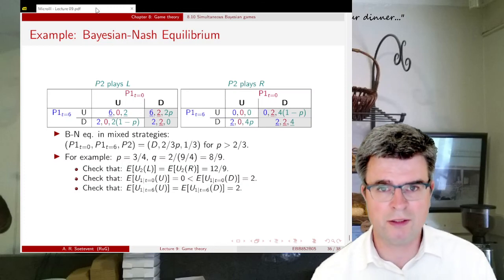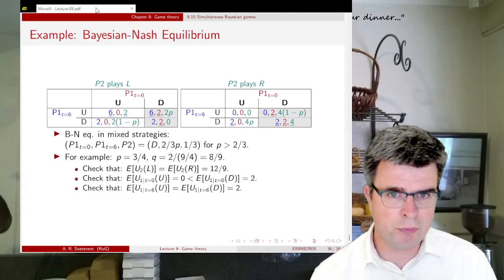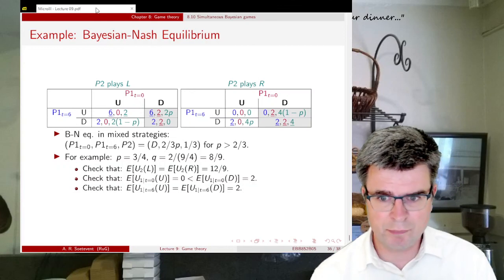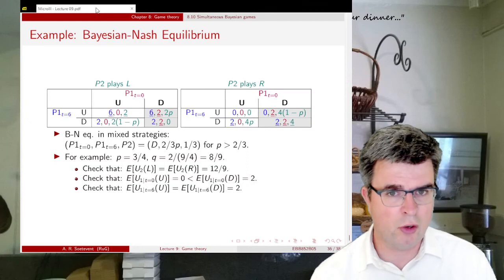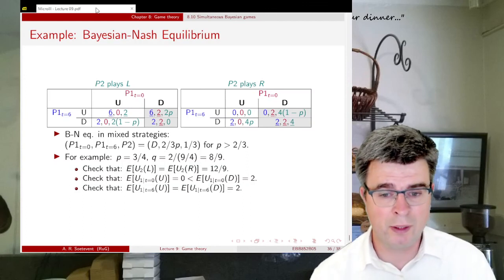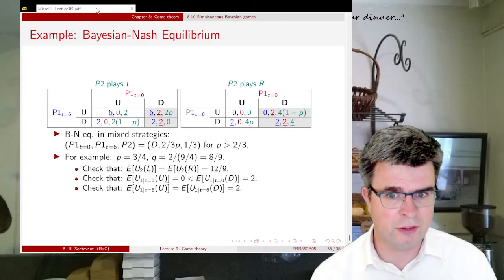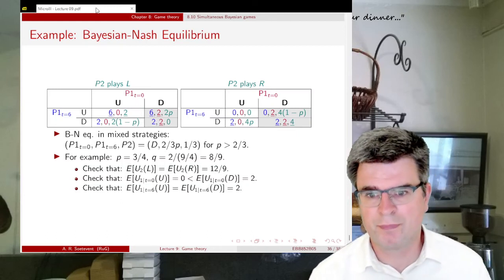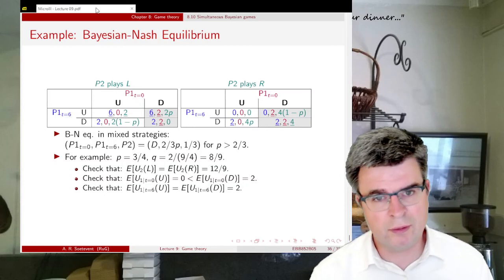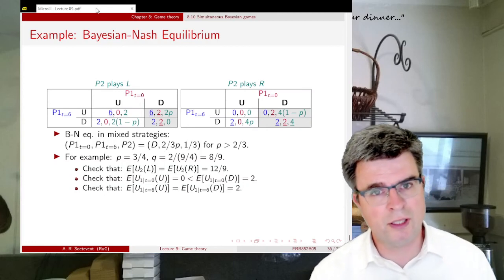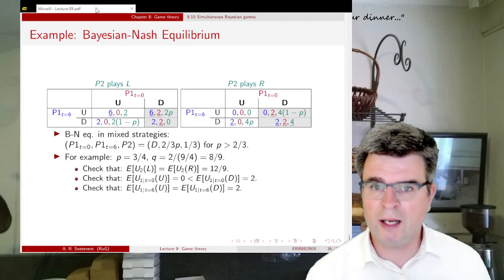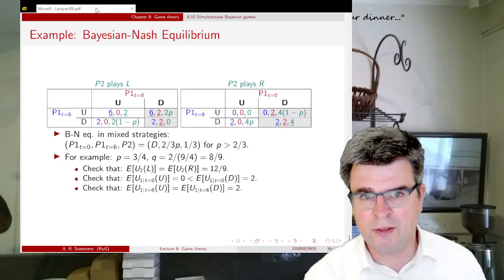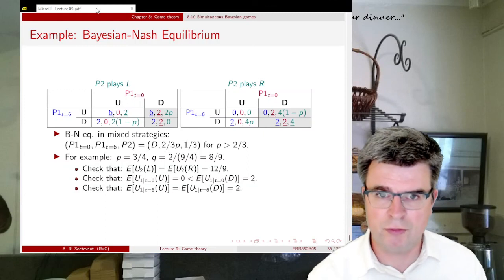It's a pure strategy. And if player 1 is of type T is 6, then you can check that the expected payoff of playing up is identical to the expected payoff of playing down. And in both cases, it is equal to 2. So we find that this indeed is a Bayesian Nash equilibrium, because given what the other player does, no player has an incentive to deviate from the given strategy.